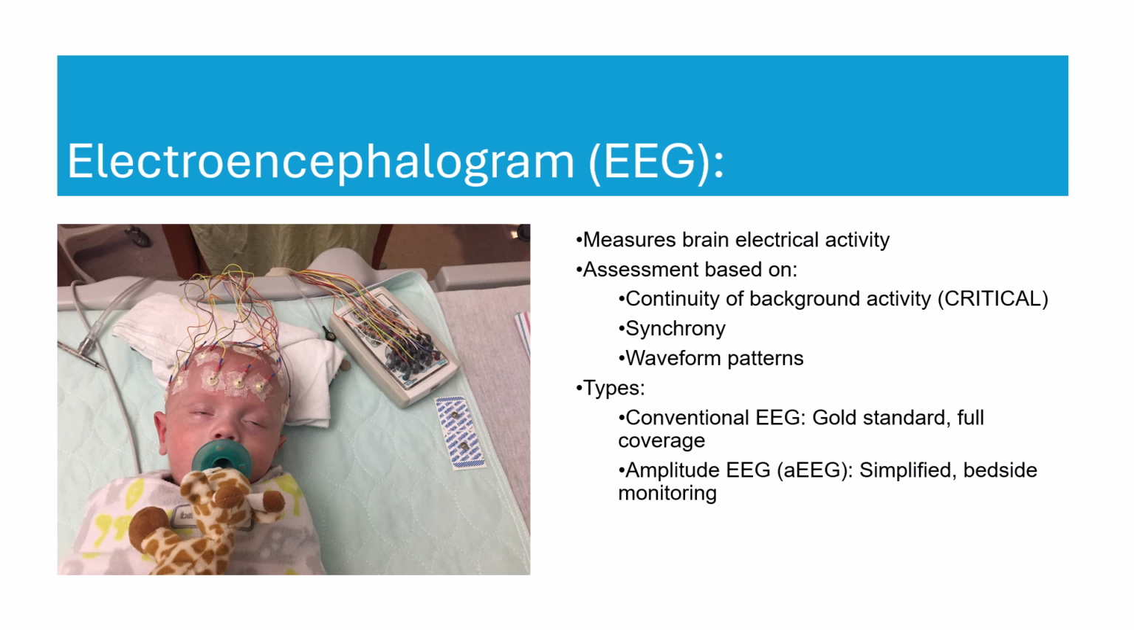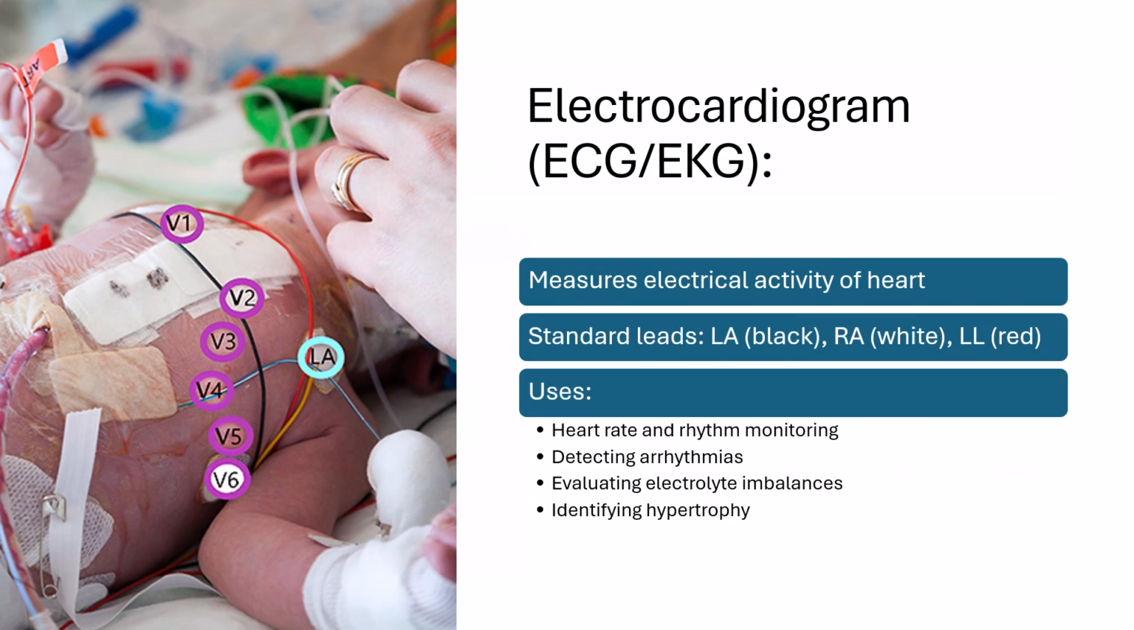Conventional EEG is the gold standard, providing comprehensive coverage of brain activity, but requiring skilled technicians and interpreters. Amplitude integrated EEG offers simplified, continuous bedside monitoring, but covers limited brain regions. The exam often tests the EEG patterns in hypoxic ischemic encephalopathy, where background patterns like burst suppression, continuous low voltage, and flat trace have prognostic significance.